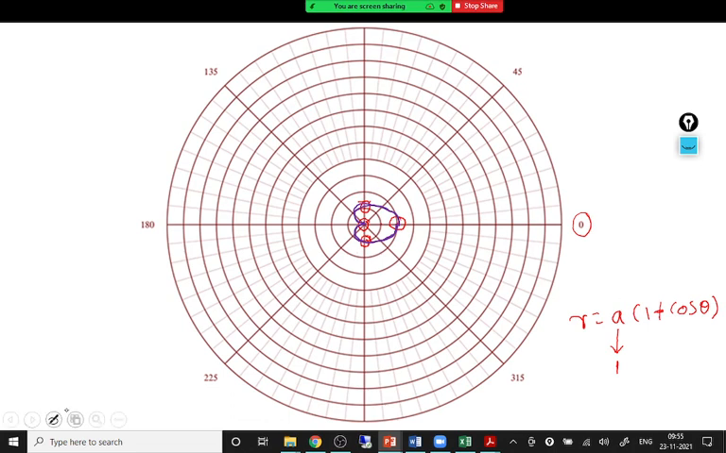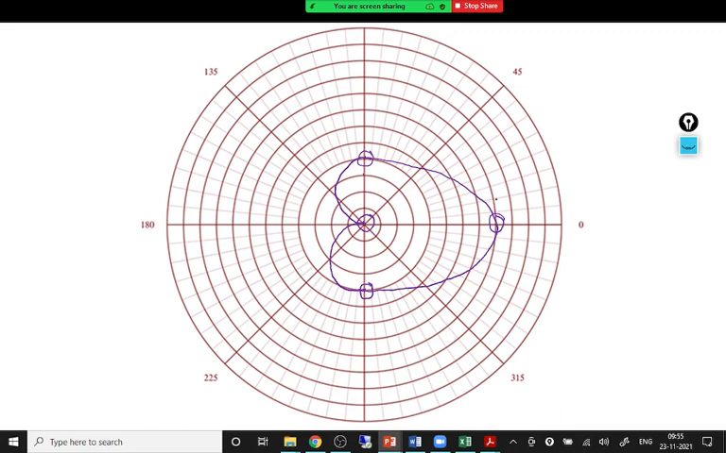So we can draw the curve like this also. Suppose I am interested in 1 2 3 4 5 6 7 8 units. That is, I have taken a equal to 4. So 1 2 3 4. Your second point comes here, the third point comes here, 1 2 3 4, the next point comes here, and your cardioid will look like this. That's a right-hand cardioid.